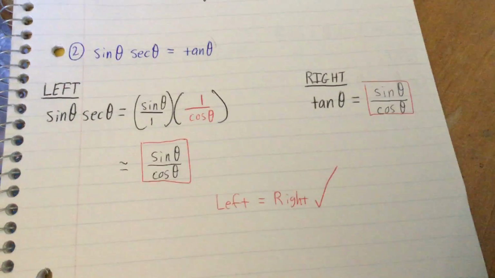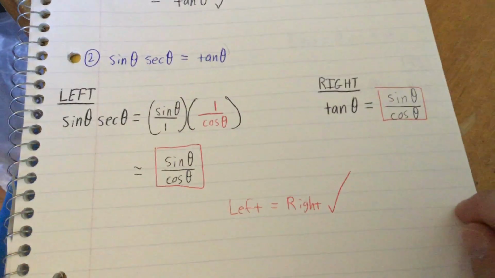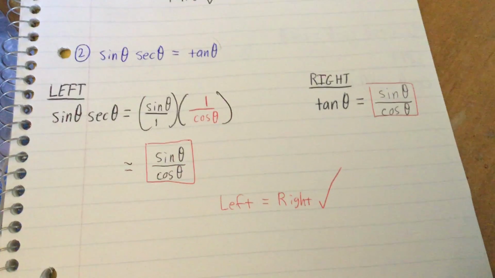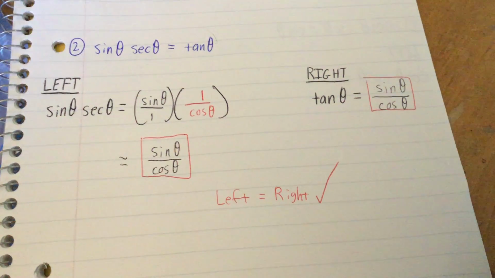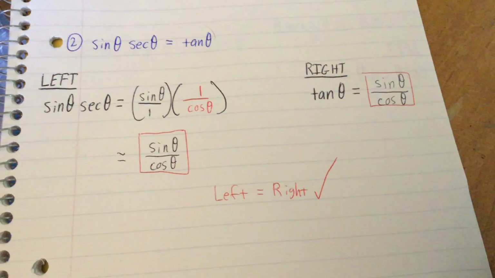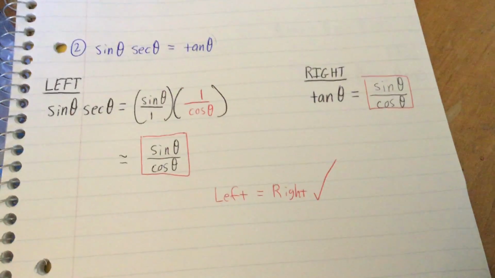I personally would prefer to do it this way because I don't like complicated left and complicated right. I would prefer simpler left and simpler right. This is a thorough proof because if the left and right both lead to sine over cosine, that's what's called the transitive property. If left is equal to the middle and right is equal to the middle, therefore left equals right.